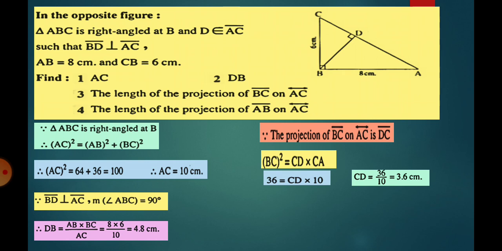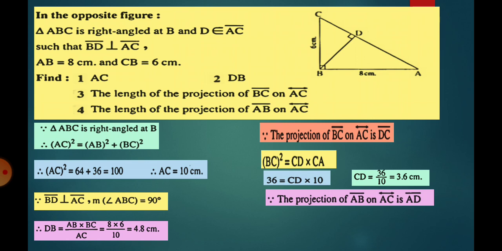Number 2, find the length of the projection of AB on AC. The projection of AB on AC: the projection of A is itself, the projection of B is D. Then we want to find the length of AD. First, we know the length of AC and the length of CD. If we subtract, then AD equals 10 minus 3.6, equals 6.4.